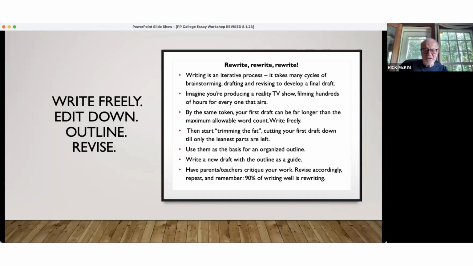Don't worry about organization. Don't worry about grammatical niceties or anything. Just write, until you have a substantial body of writing from which you can then start cutting and trimming the fat, and cutting down the stuff that's no good, and leaving only the leanest parts of what you wrote. The core of what you wrote should be left at the end of that first editing process, when you first of all write freely and freewheeling, and then edit it down to its essence. And then you can use that edited down essence as the basis for an organized outline.